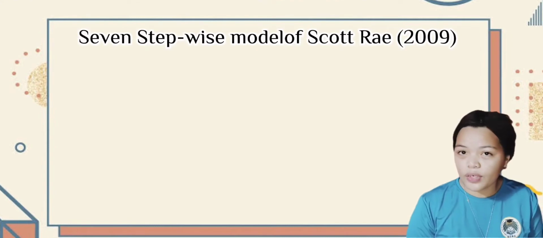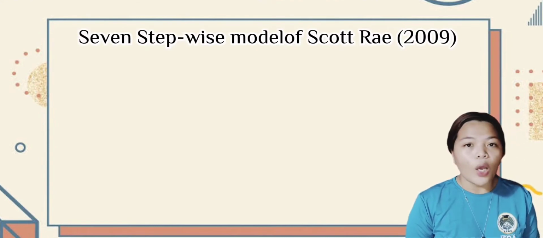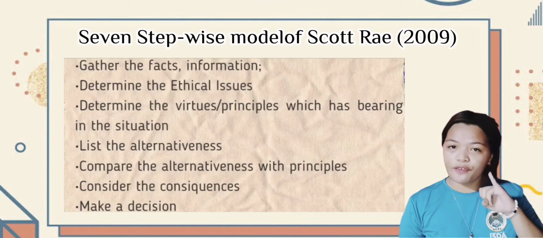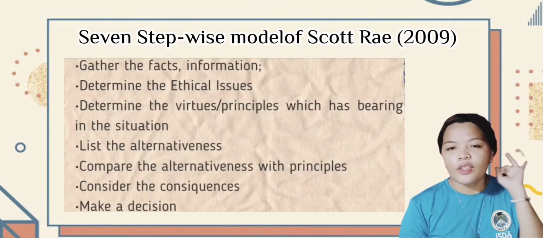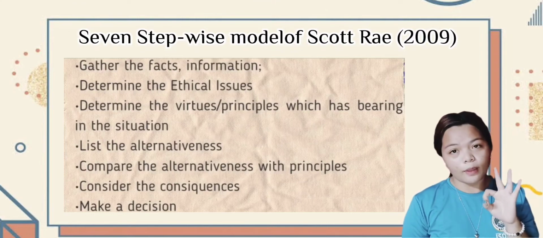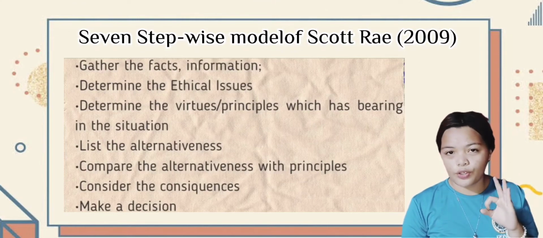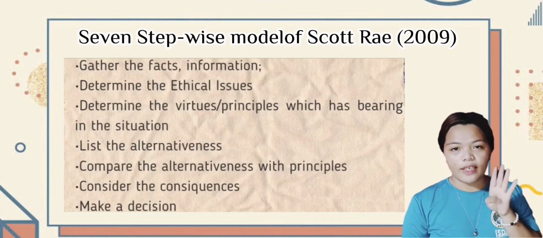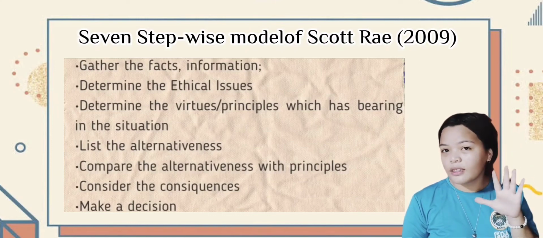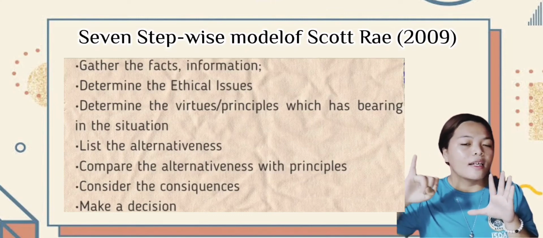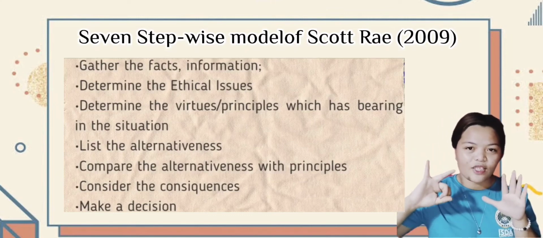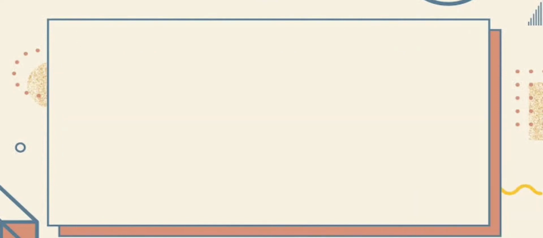The model of Scott Rae in 2009 has seven steps: gather the facts and information, determine the ethical issues, determine the virtues or principles which have bearing on the situation, list the alternatives, compare the alternatives with the principles, consider the consequences, and lastly, make a decision. So now, I will be reading a situation, and after that we will be applying the 7 steps of moral reasoning.